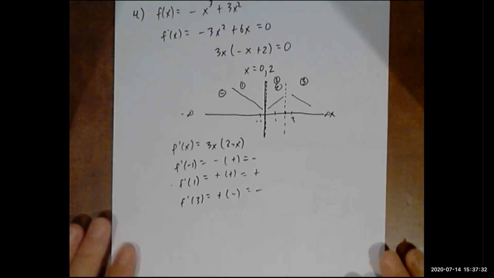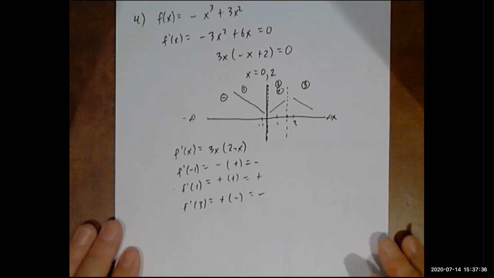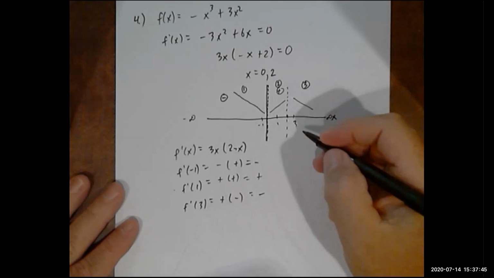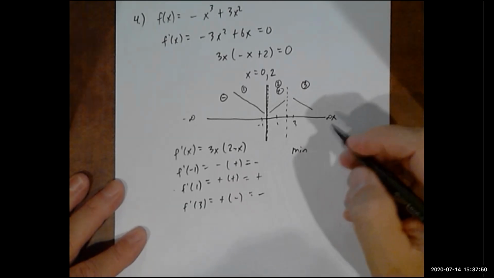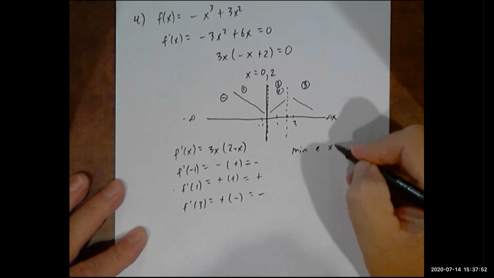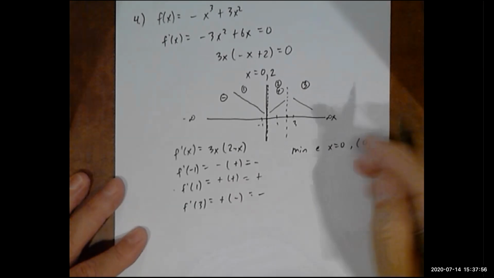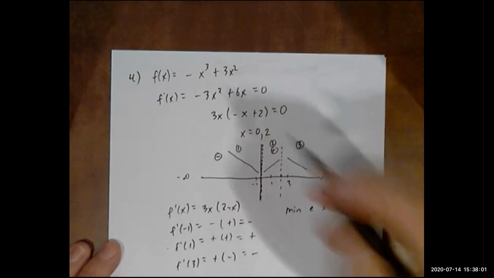So now I think I really have all the information I need to answer the questions. So let me go back and see what the actual questions are. Now, let's just summarize here. So I have a minimum at x equals 0, and that point is going to be 0. Once again, I go back to the original equation, plug in 0 for x, and it's going to be 0, 0.